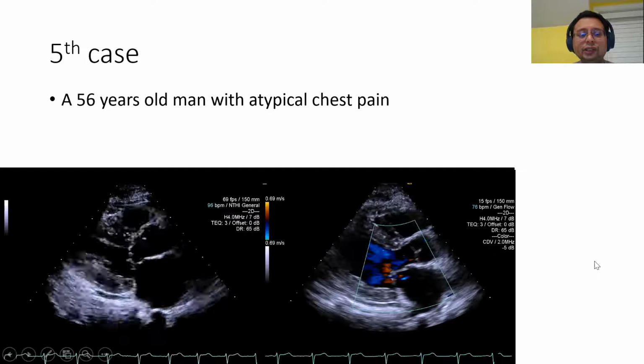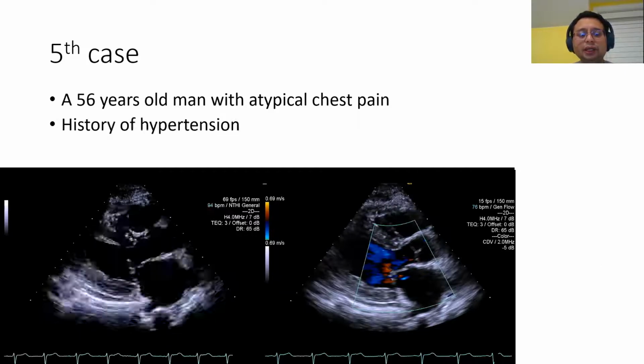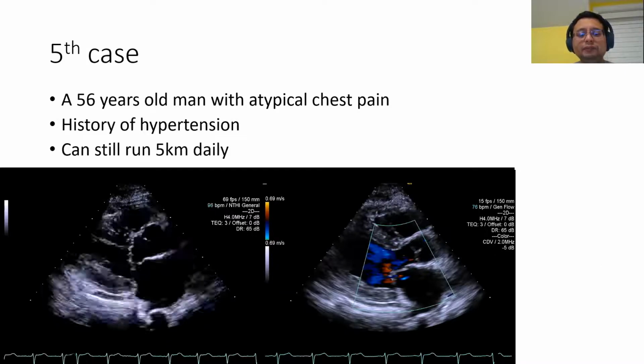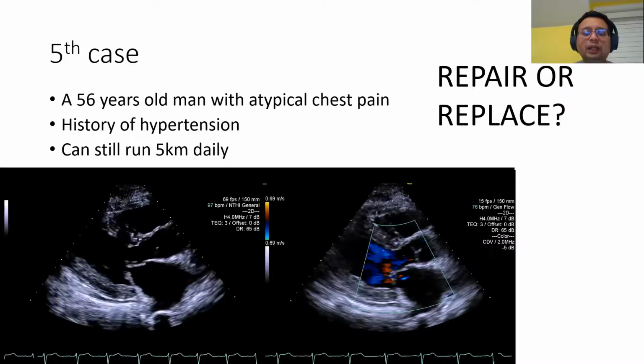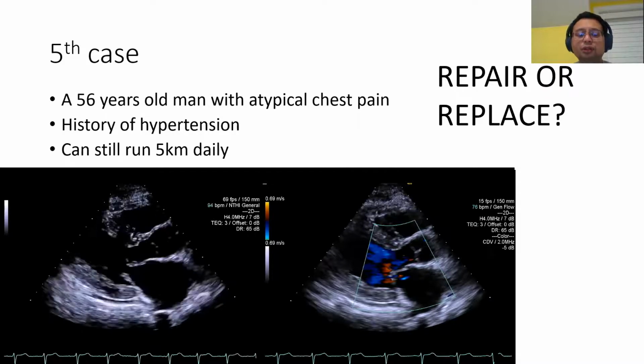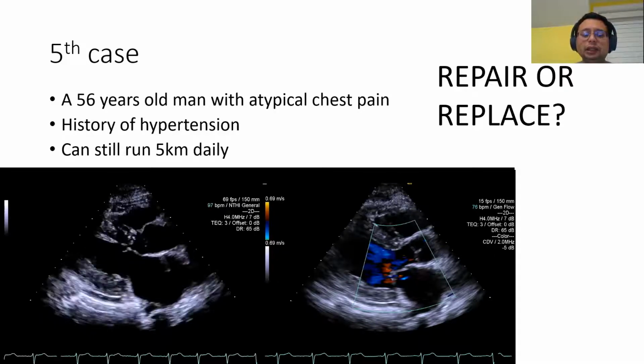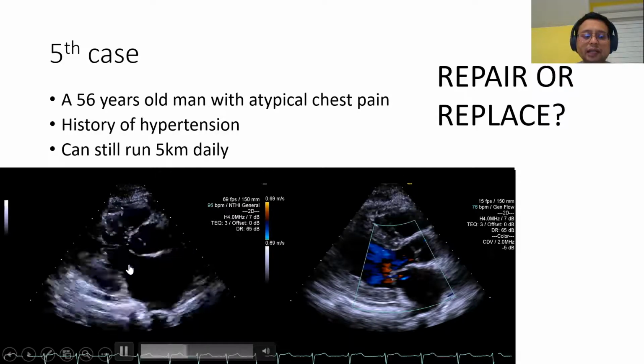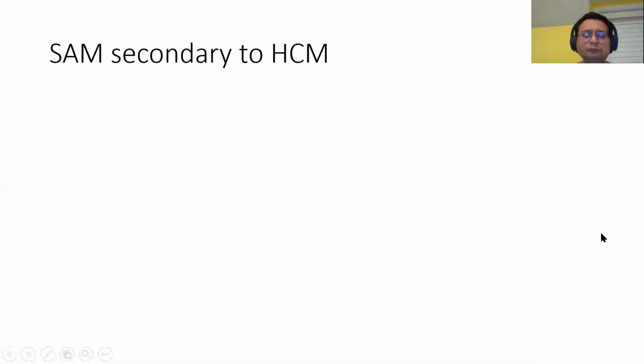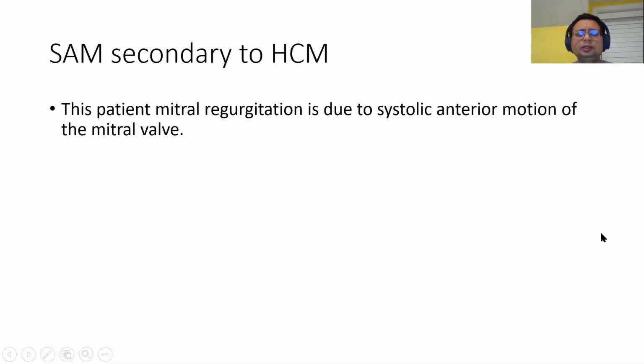So this is a 56-year-old man with atypical chest pain and history of hypertension. Repair or replace, none of those, because this patient has systolic anterior motion of the mitral valve, and that's the reason the patient has mitral regurgitation. Okay, this is a nice SAM there. So this patient's mitral regurgitation is due to systolic anterior motion of the mitral valve.